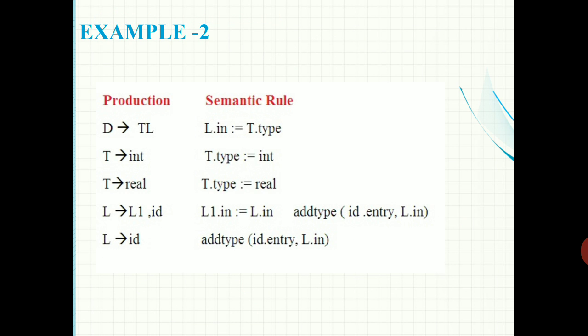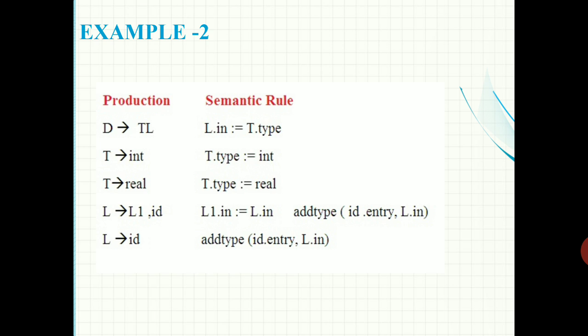Then come to the second example. Here are the productions: D produces TL, then T produces int, and T produces real, and L produces L1 comma id, and L produces id. Here you can see also some semantic rules associated with these productions.